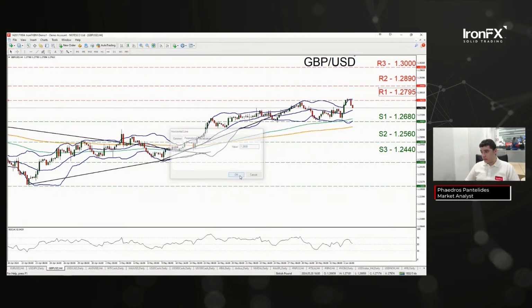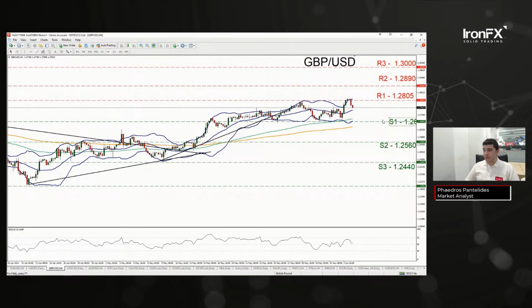Let's see. My R1 would be dropped slightly lower to 1.2805. I'm keeping R2 and R3 the same, so 1.2890 for R2, R3 at 1.30. S1 remains the same at 1.2680, 1.256 for S2, and then 1.244 for S3. We're keeping our support levels the same, they're still valid.